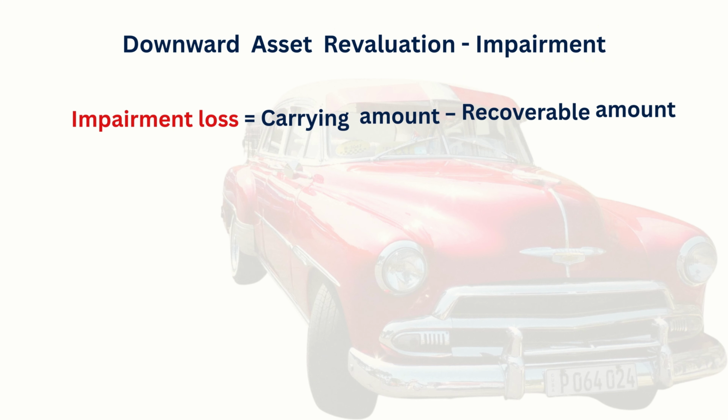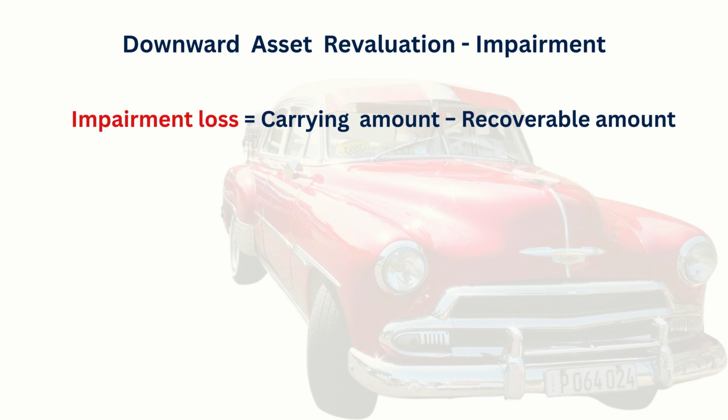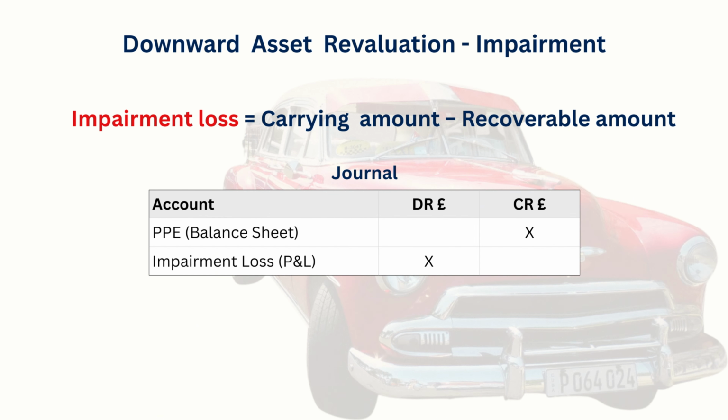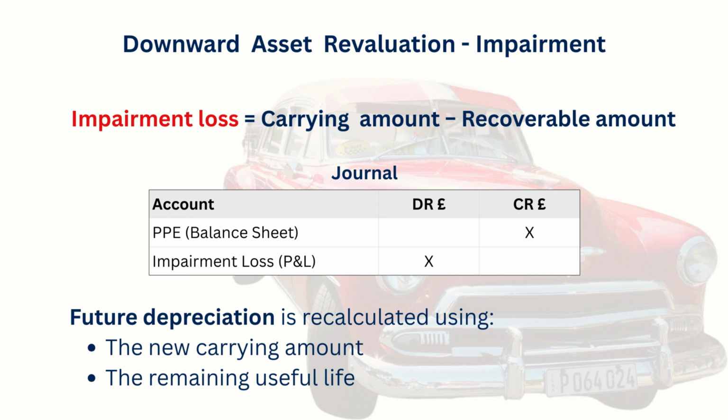To calculate impairment, we first look at the asset's carrying amount, which is the value shown in the accounts. We then compare this with the recoverable amount, which means the maximum value the business can get from the asset, either by using it or by selling it. If the carrying amount is higher than the recoverable amount, the difference between the two is the impairment loss. This journal entry recognizes the impairment by recording a loss in profit or loss and reducing the carrying value of the asset in the balance sheet. Future depreciation is recalculated using the new carrying amount and the remaining useful life.